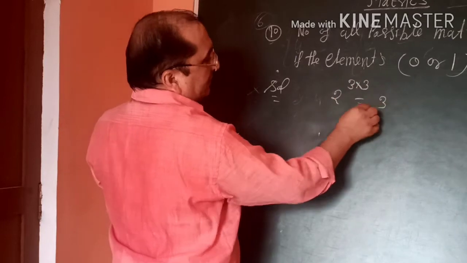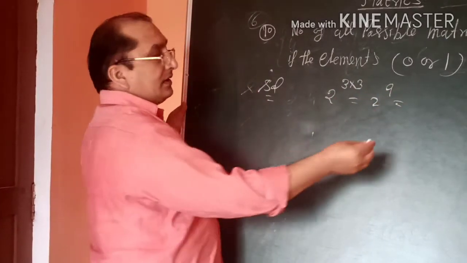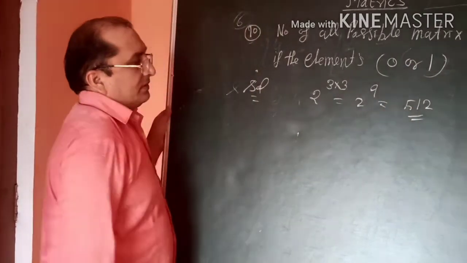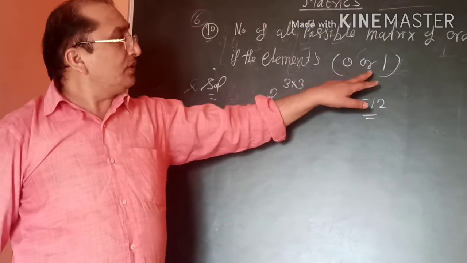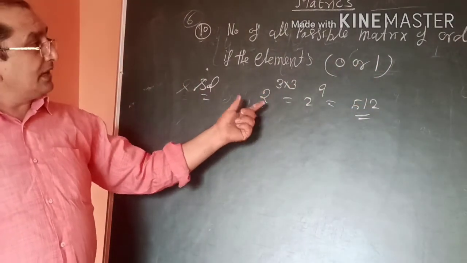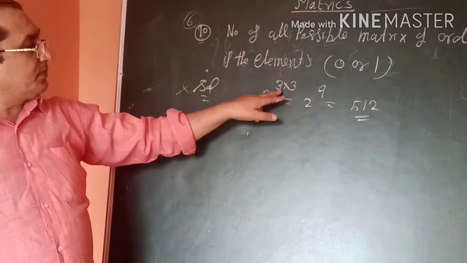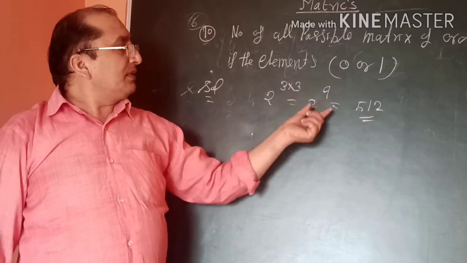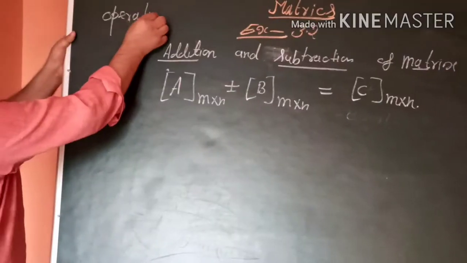It means 2 to the power 3 cross 3, 3 cross 3 is 9, and 2 to the power 9 equal to 512. 512 will be the answer of this question, because there are two ways to insert the number, either 0 or 1. That is two ways, and the order is this one, and 2 to the power m cross n, 2 to the power 3 cross 3, and 3 cross 3 means 9 will come, 2 to the power 9 means 512 will come. This is the answer. Okay.